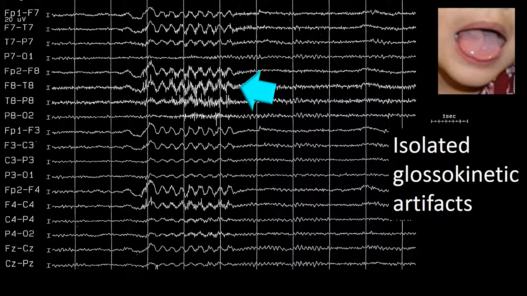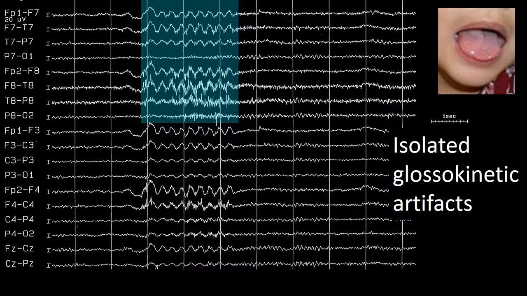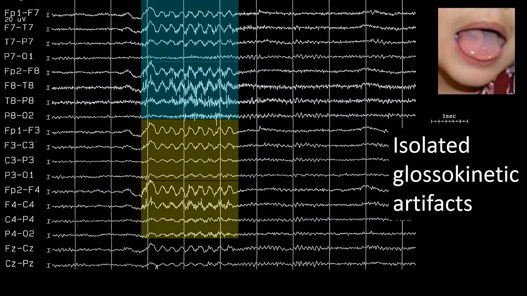Glossokinetic artifacts often combine muscle artifact and movement artifacts. In this frame, I have shaded the electrode chains running through the temporal region. And here, using yellow, I have shaded the central region. Muscle artifact is, as expected, less prominent in the central region. The artifact is still appreciated in the FC to CC derivation and less prominent but still present in the CC-PC derivation.